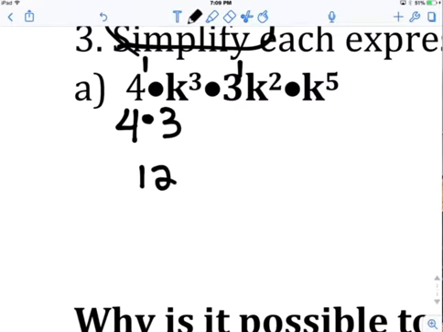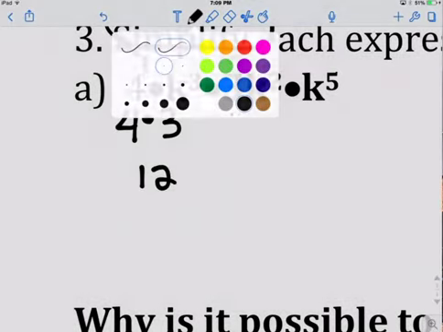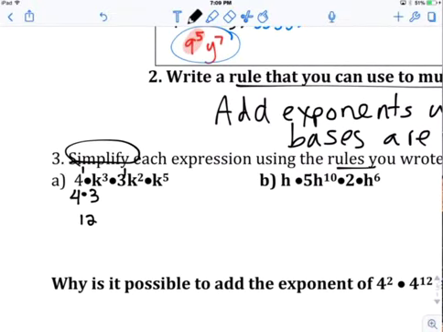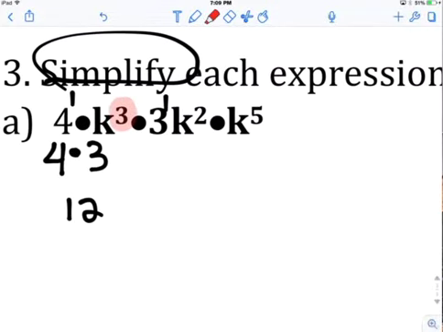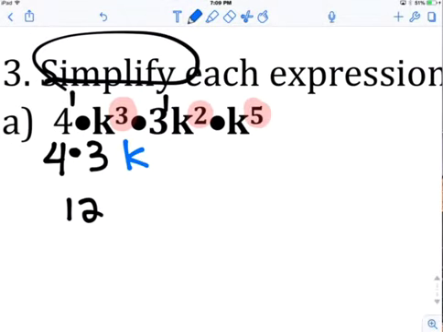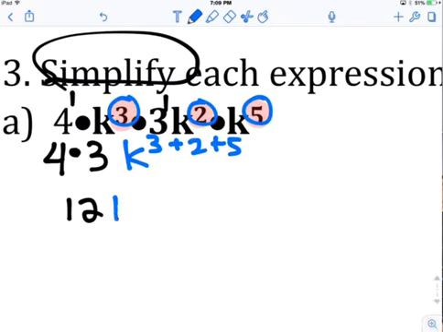Okay, now the K, we will use the rules. It says we can use the rules here. The rules you wrote, which is adding the base. Okay, we can use that, and that. We write it like this. K, how I want you to show work with the 3 exponent plus the 2 exponents plus this 5 exponents right here. So we get K to the 10th.